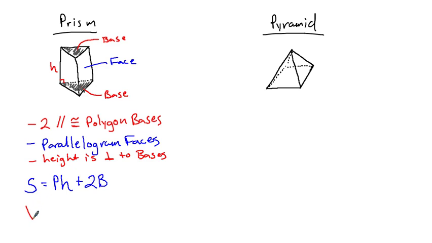Then our other formula is for the volume of a prism. So this is every prism. All prisms have the same volume formula, and it is the area of the base times the height.